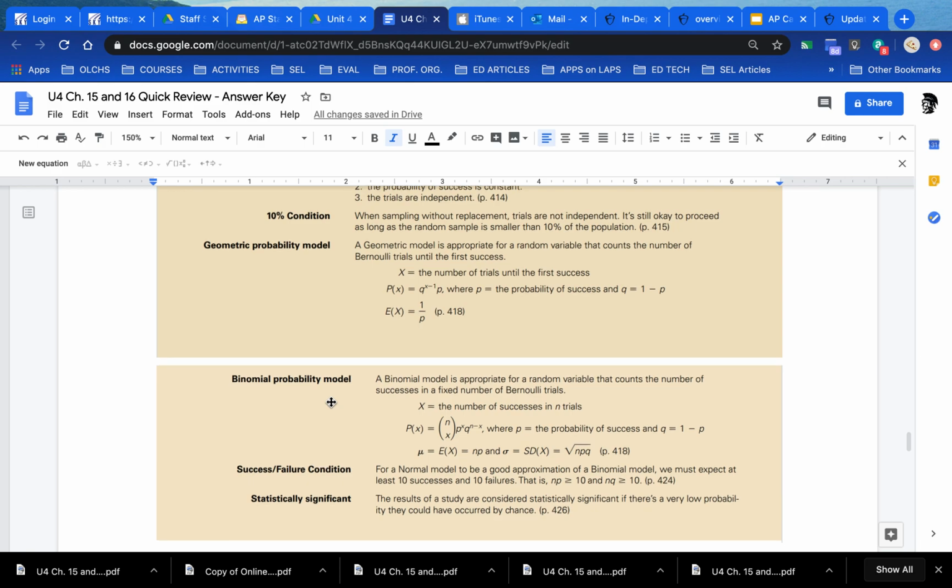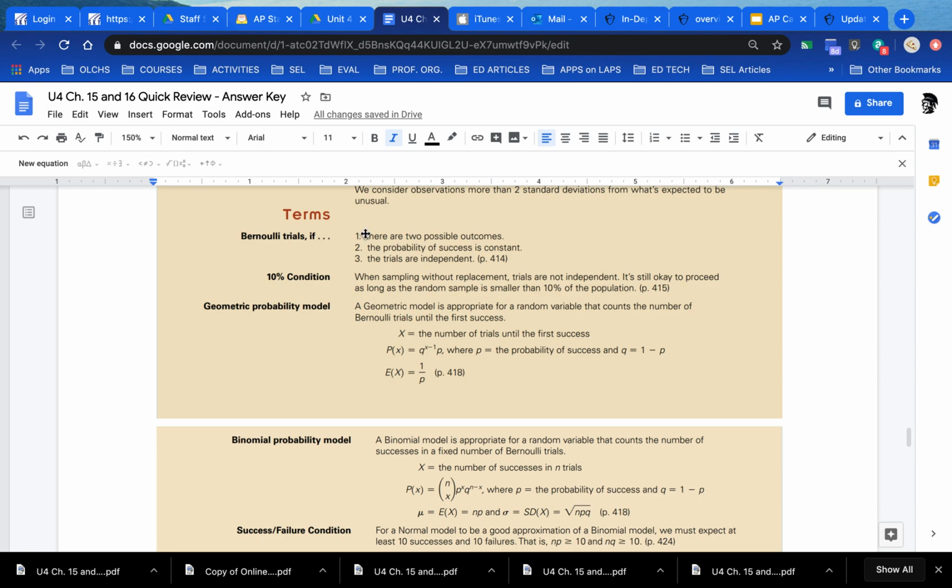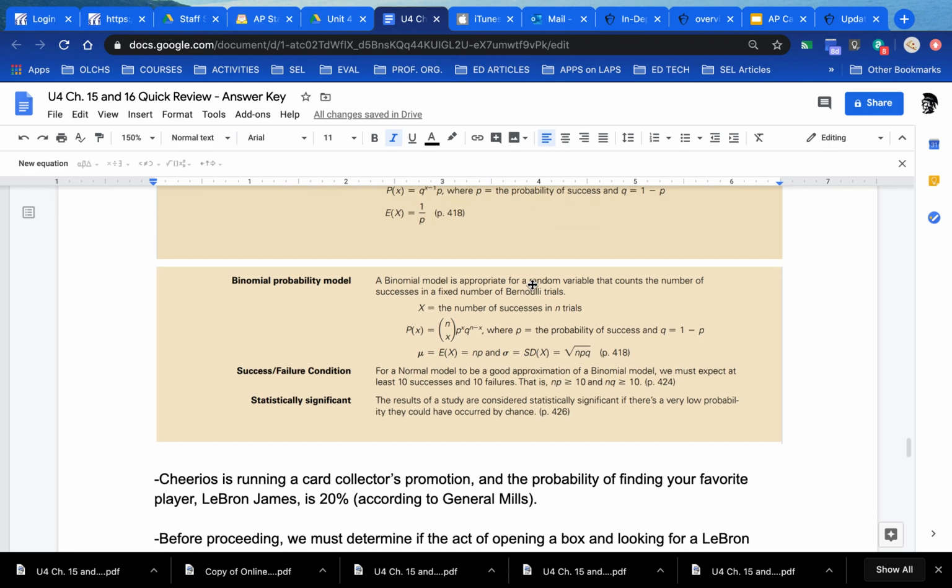So if those 3 unique criteria are met, you can use either a geometric model or a binomial model depending on the problem. Now, these other things here, the 10% rule, that's, again, previewing. If you can't tell if they're independent, if Bernoulli trial category 3 is kind of violated, if you're dealing with something that's less than 10% of the population, it's okay. You know, we've talked about that before.